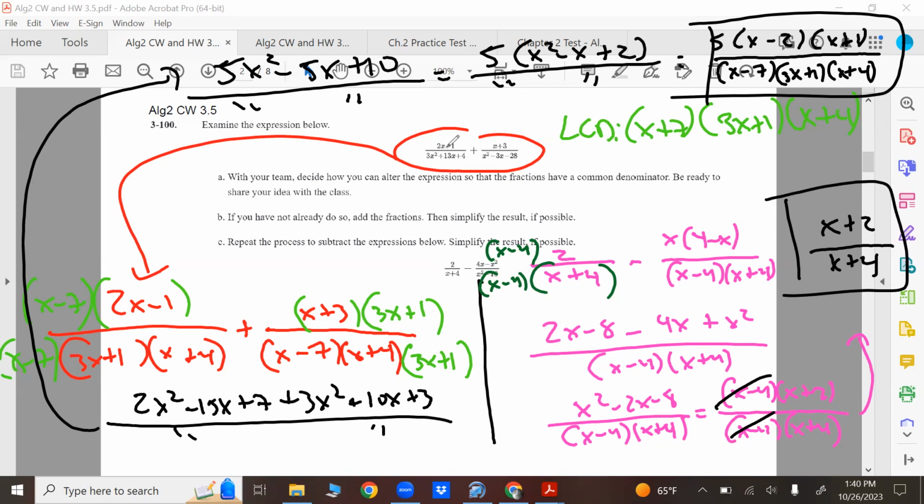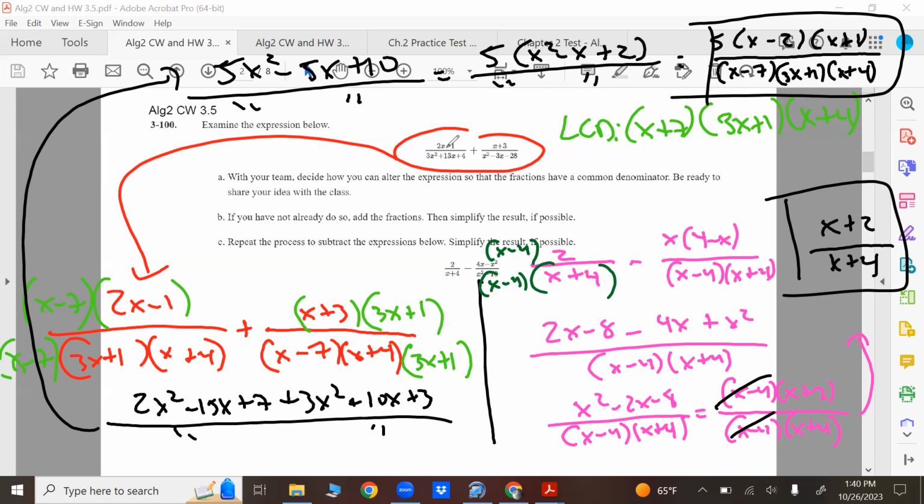you have 2 over x plus 4 and you have 4x minus x squared over x squared minus 16. You factor the denominator of the second fraction: it's x minus 4 times x plus 4. The LCD is x minus 4 times x plus 4. Multiply the top of the first fraction by x minus 4, so you get 2x minus 8, minus 4x plus x squared. Combine everything, you should get that.